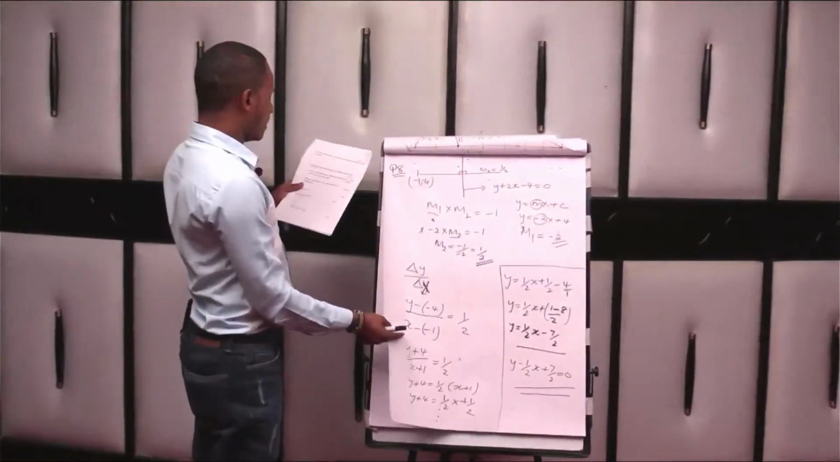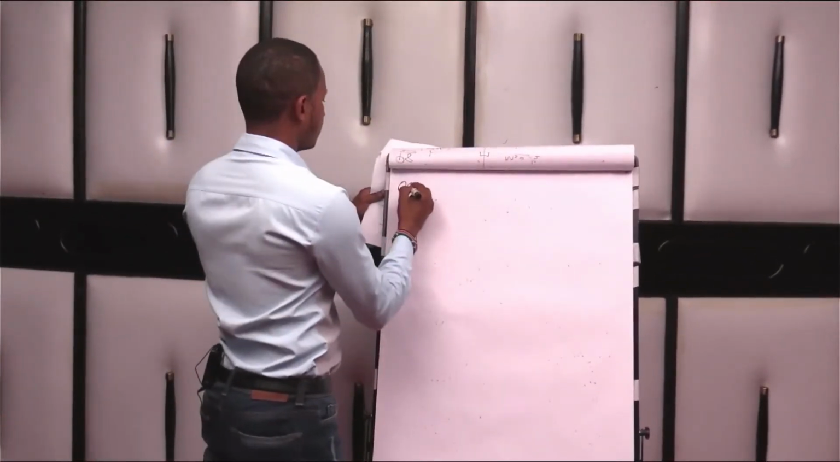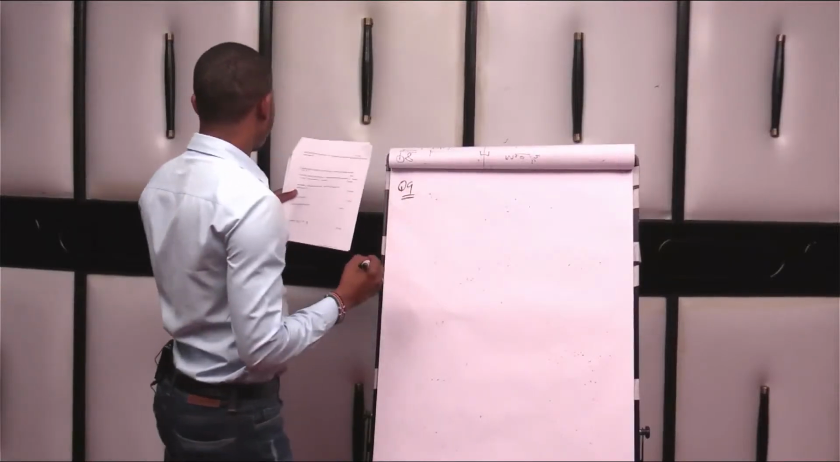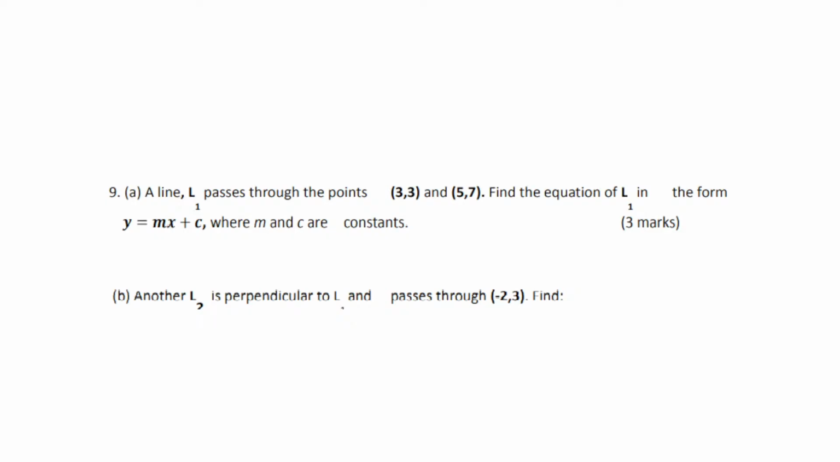So, question number 9. A line L1 passes through the point (3, 3) and passes through the point (5, 7). Then you are told, find the equation of line L1 in the form y equals mx plus c.